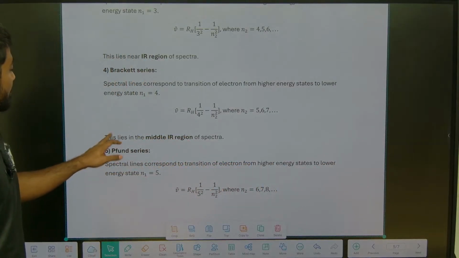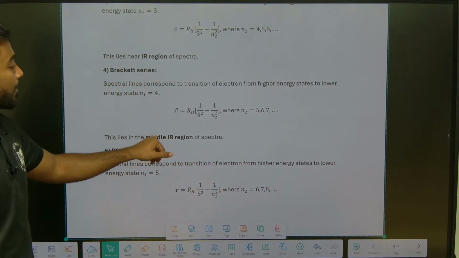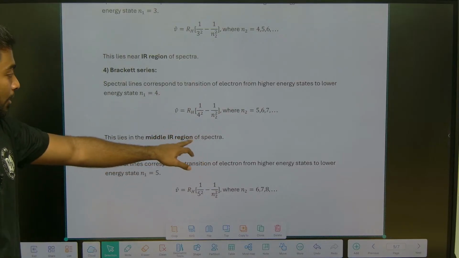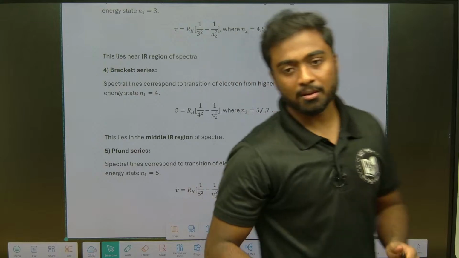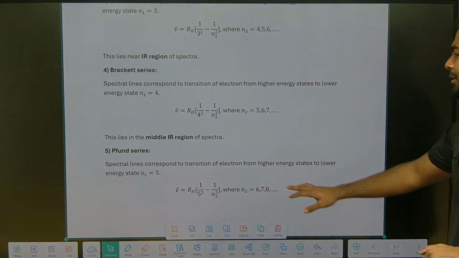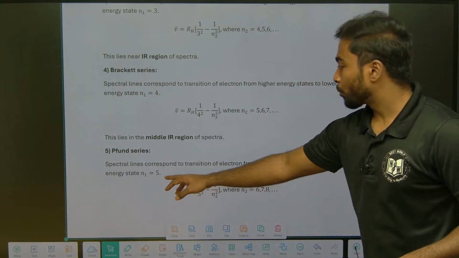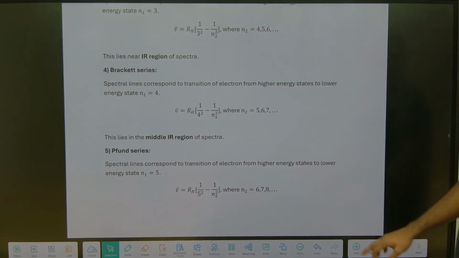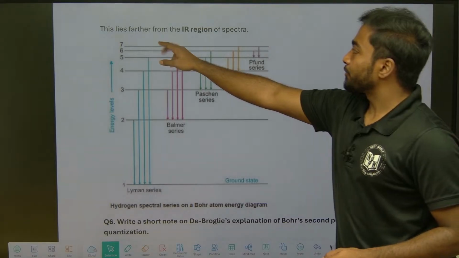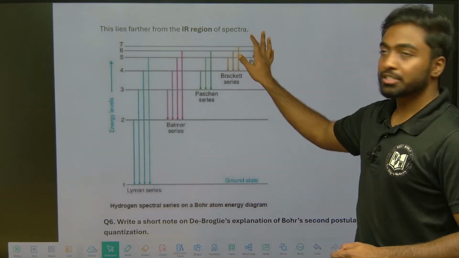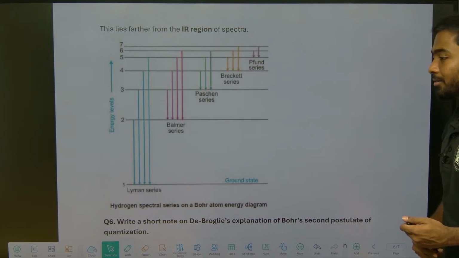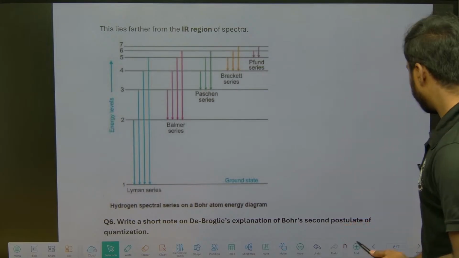The Brackett series is in the middle of the infrared region. IR means infrared region of the spectrum. The fifth one, as usual, has n1 equal to 5 and n2 equal to 6, 7, 8. This lies farther from the infrared region. This is the diagram of that. You can take a note of this and we can go for the next question.